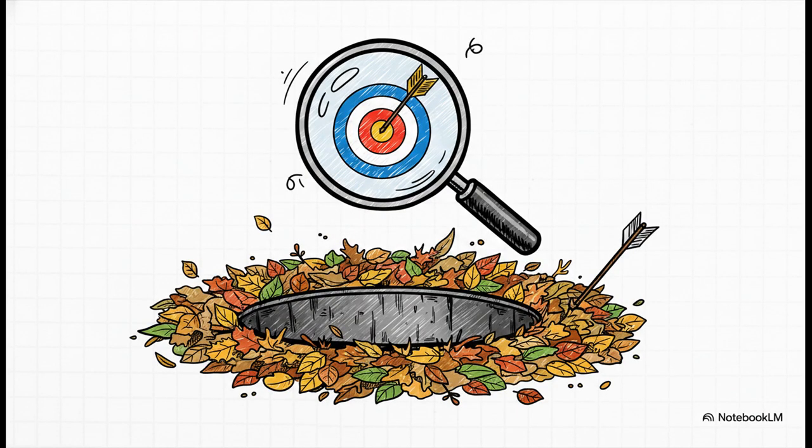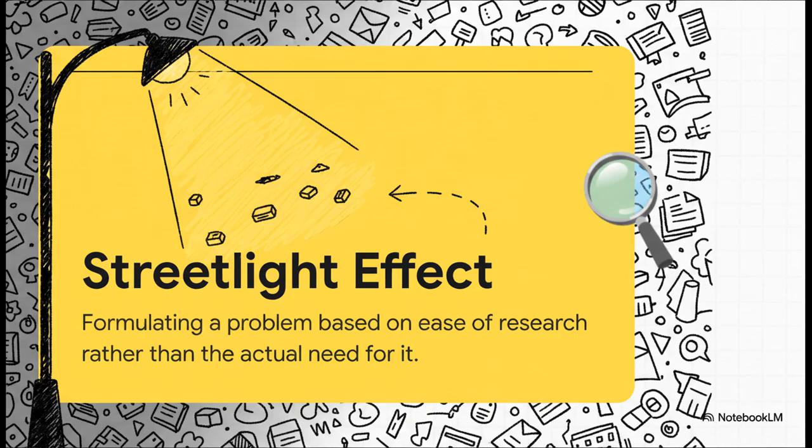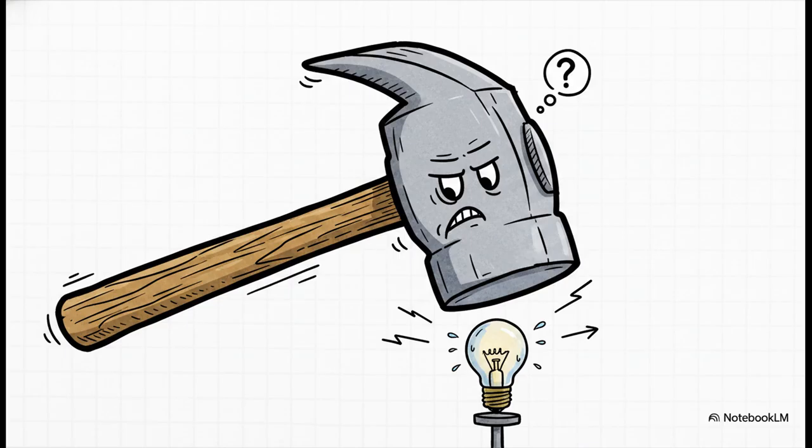Let's slowly examine a taxonomy of cognitive traps that practically guarantee you'll make a Type 3 error. Here are the 4 most common pitfalls researchers and managers face when rushing blindly forward. First, the streetlight effect. This is formulating a problem simply because the data is easily accessible. Second, being solution-driven. That's when we stubbornly push a preferred method to solve a pseudo-problem.